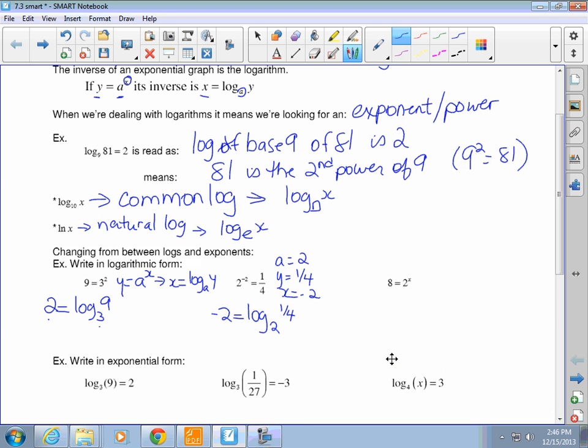Okay, so the next one, 8 is equal to 2^x. So if it helps you, do that. Label what are your a, x, and y values. So my y value for this one is an 8, my a value is a 2, and my x, or my power, is equal to x. So that means if I write this in, x is equal to log base 2 of 8.